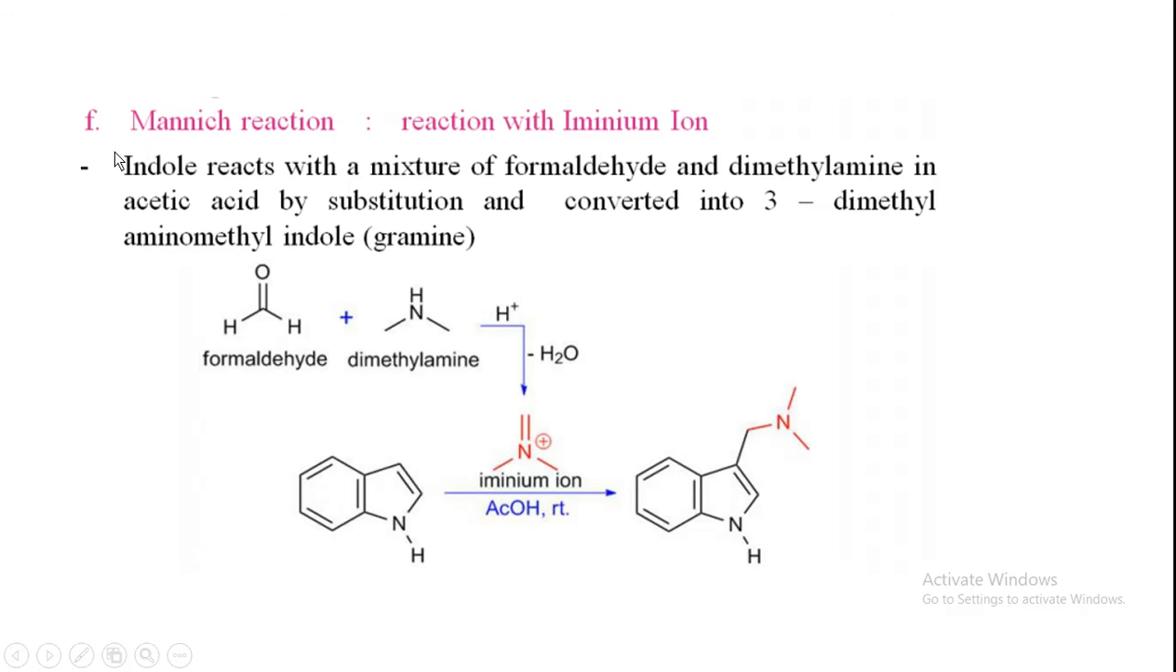The next electrophilic aromatic substitution reaction is the Mannich reaction. In Mannich reaction, indole reacts with a mixture of formaldehyde and dimethylamine in acetic acid by substitution and is converted into 3-dimethylaminomethyl indole, gramine. So this is 3-dimethylaminomethyl indole, also known as gramine. Okay, you remember. So this is the Mannich reaction.